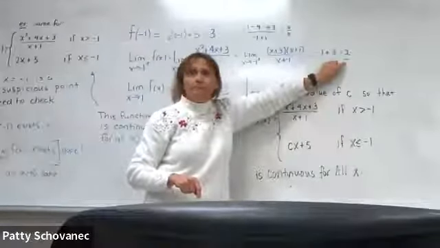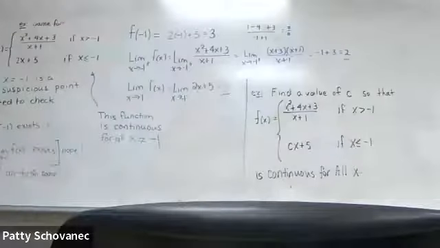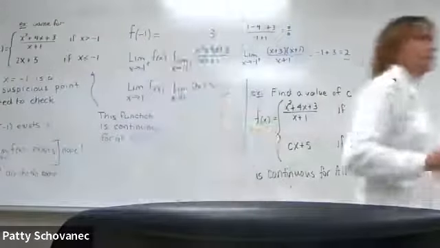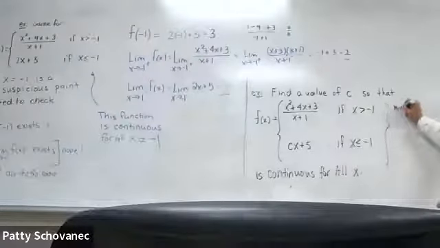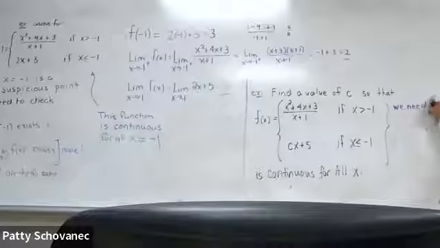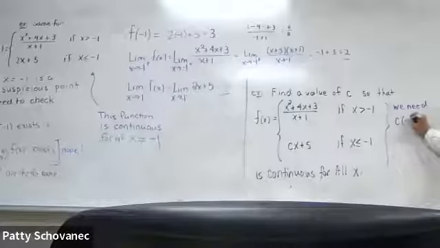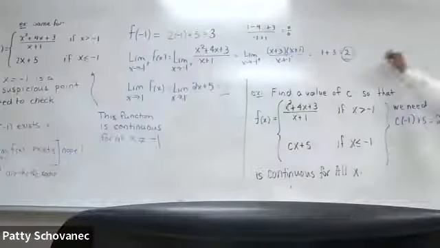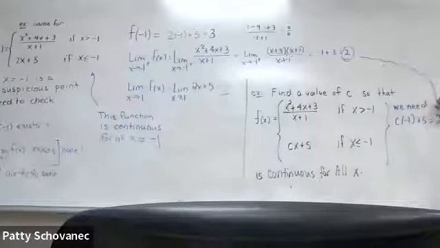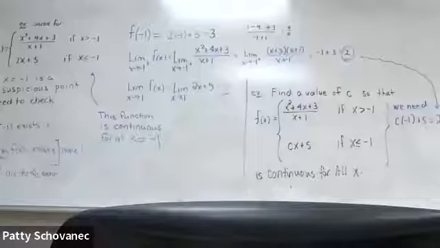Agree? So that's what I'm going to write. From our last example, we know we need c times -1 plus 5 to be the limit here, so that the limit from the left is equal to the limit from the right is equal to the value of the function at that particular point. So just solve that equation now for c.